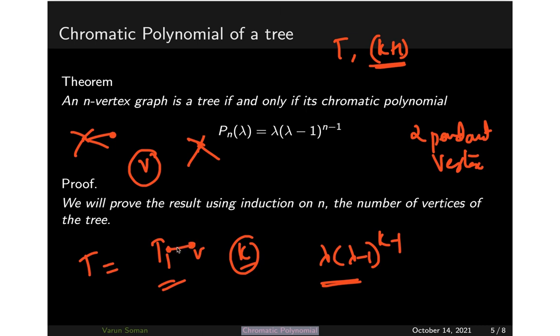The number of ways of coloring T1 is lambda into lambda minus 1 raised to k minus 1. In how many ways can you color V now? You know that V is a pendant vertex, so it is adjacent to only one vertex. If there are lambda colors, one color goes to its adjacent vertex, and the remaining lambda minus 1 colors are available for V. So by the product rule, the number of ways of coloring T is lambda into lambda minus 1 raised to k minus 1, used to color T1, into lambda minus 1, the number of ways of coloring V. In total you have lambda into lambda minus 1 raised to k.